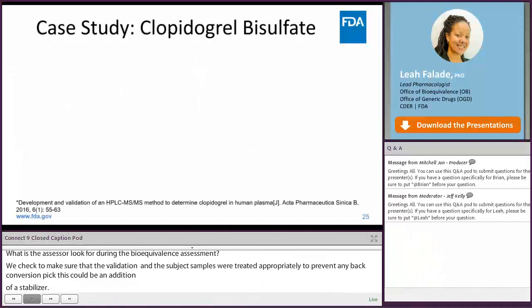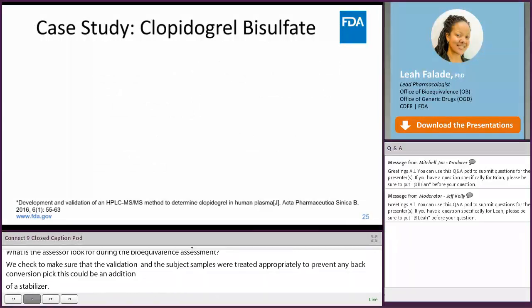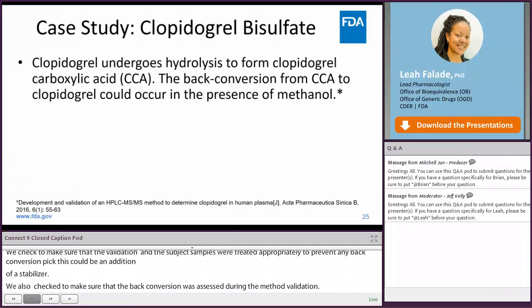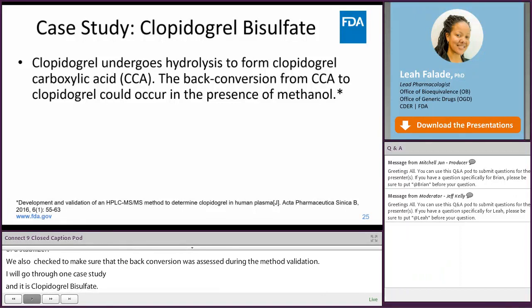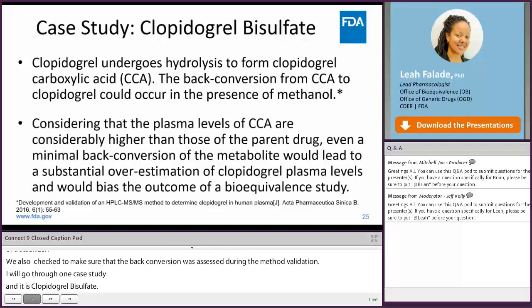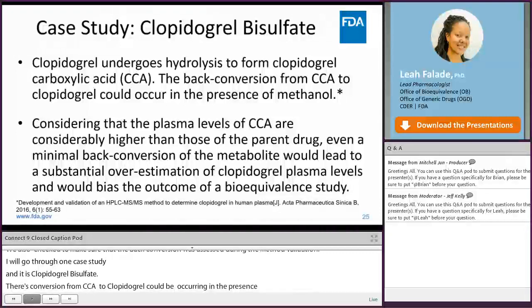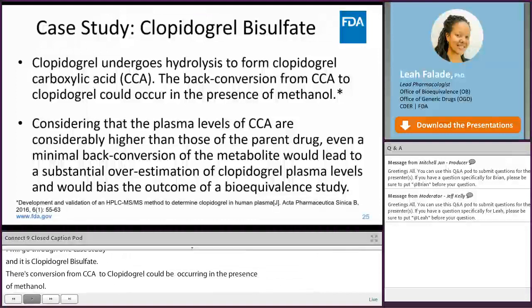So I'll go through one case study, clopidogrel bisulfate. Clopidogrel undergoes hydrolysis to form clopidogrel carboxylic acid, or CCA. This back conversion from CCA to clopidogrel could occur in the presence of methanol, and this has been noted in the literature. Considering that the plasma levels of CCA are considerably higher than those of the parent drug, even a minimal back conversion of the metabolite will lead to a substantial overestimation of clopidogrel plasma levels, and this would bias the outcome of the bioequivalence study.